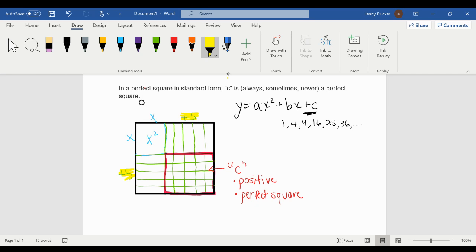So in this case, in a perfect square in standard form, C is always a perfect square, and we could even add a positive perfect square.